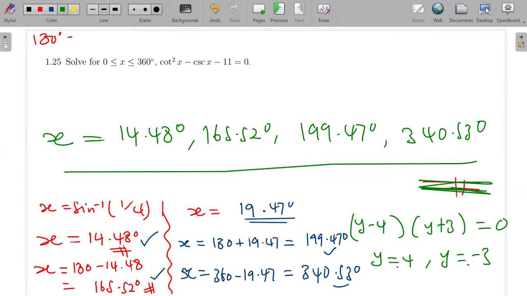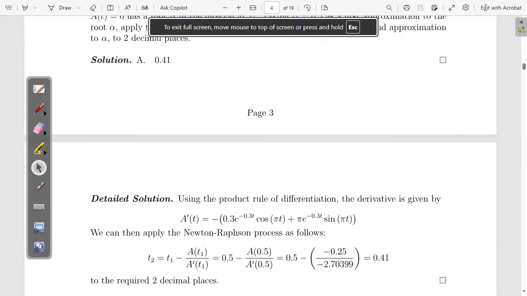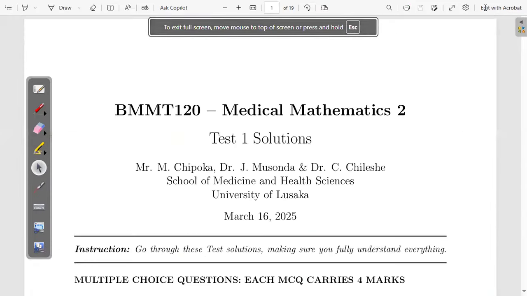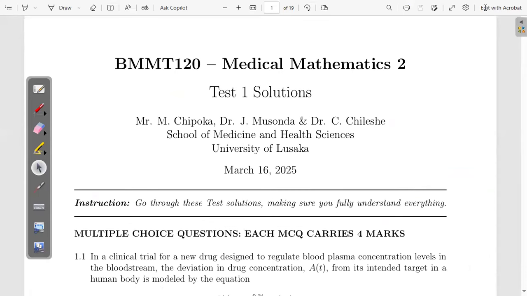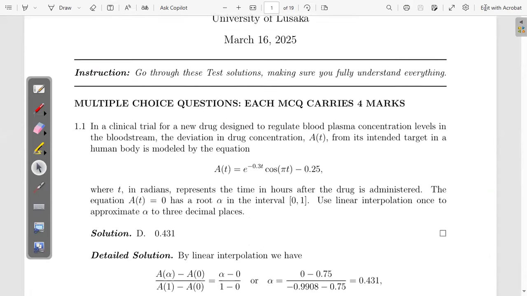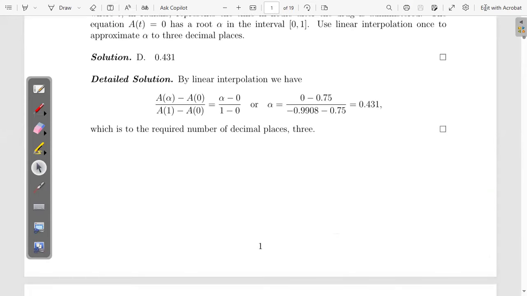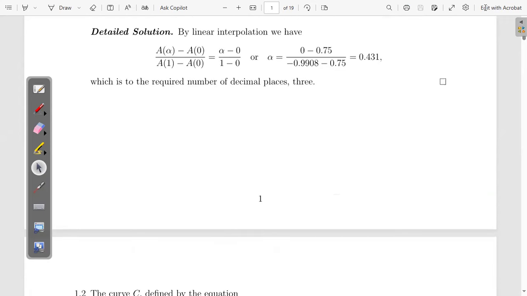Okay, and then also I'm going to solve all these questions. This is test one, where I was getting the questions. This was test one for last semester. So I'll solve all the questions here, and you can find the video on the website in the folders for past papers.